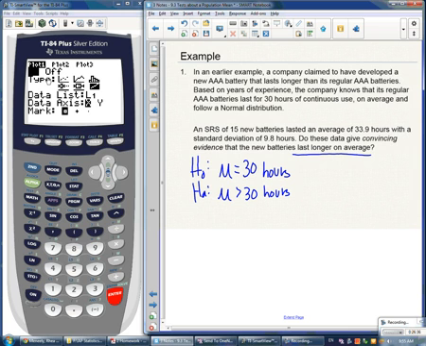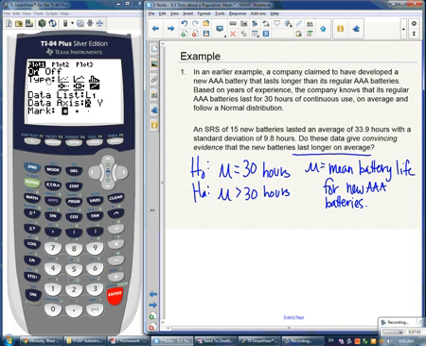We also need to define our parameter mu. So I'm going to say it's the mean battery life for the new batteries, I believe, right? Okay, so that's the state phase.